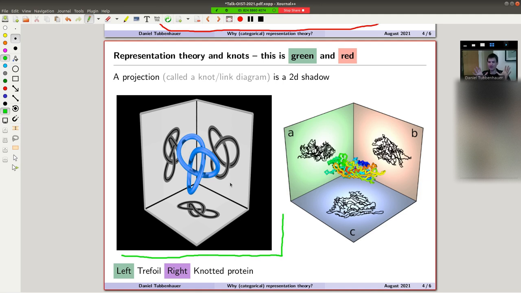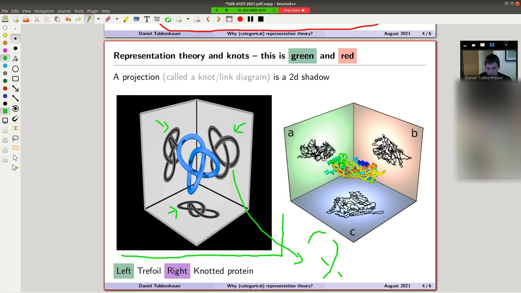So you think of it like somewhere in your three-space you have a lighting, and you project the shadow on the wall. So you can get this picture, for example, or this picture, or this picture. And this really depends on the positioning of your light, or of your wall, where you read off the shadow. And there's one additional type of information you keep here. You're not just remembering the shadow, you're also remembering which crossing goes under and which crossing goes over.